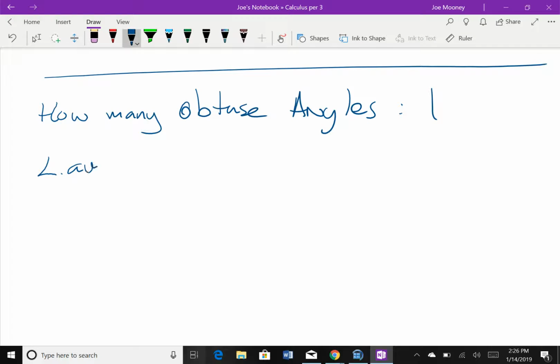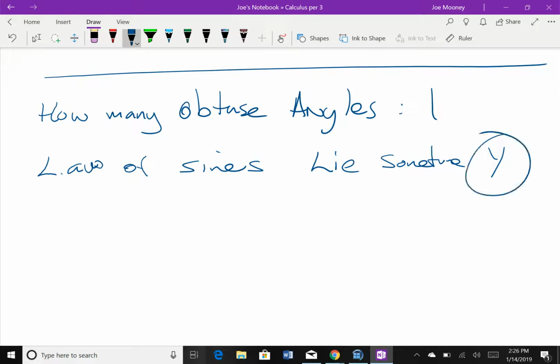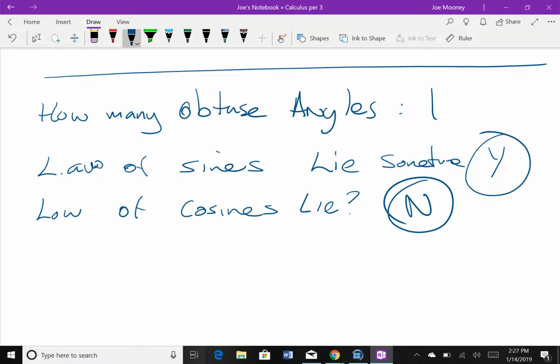Does the law of sines lie sometimes? Yes, it does. It's a liar, pants on fire, right? Law of cosines. If you haven't got into this yet, today's not the day to do it. Law of cosines does not lie. No, it doesn't. It won't lie to you. But if you misuse them, you can get tricked.